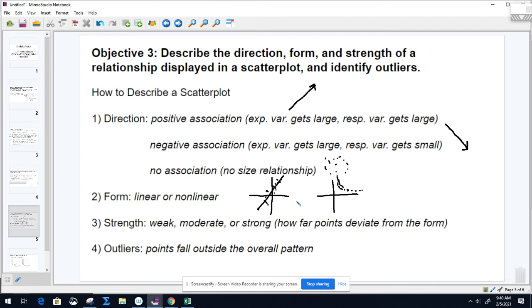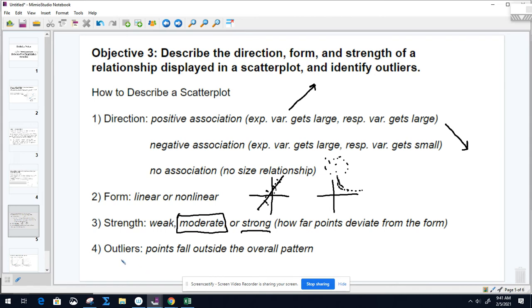Okay, the further away from the line or the form, the weaker the strength is. If it forms an exact straight line, we would say it's strong. A lot of things that we deal with will be moderate because they're not forming an exact line, but you could draw a line through it, or a line of best fit, as we talked about in algebra. But they don't all fit exactly on it.